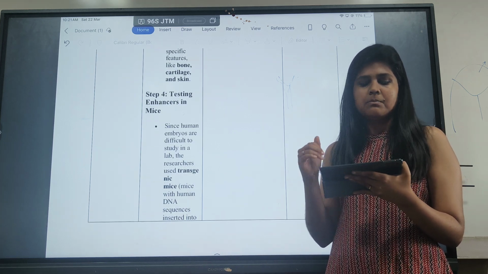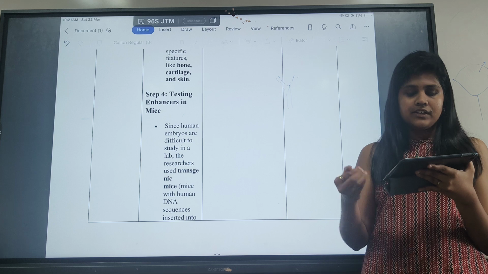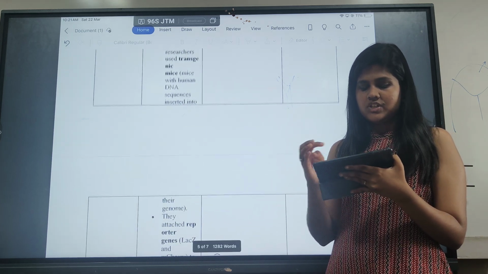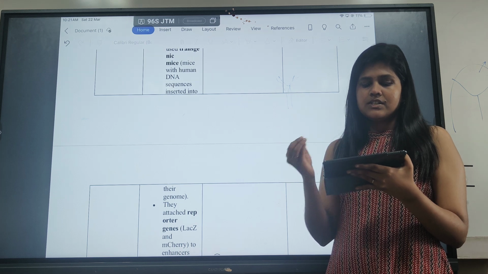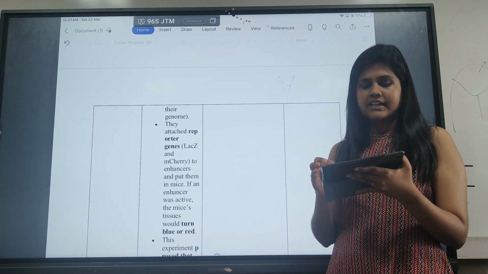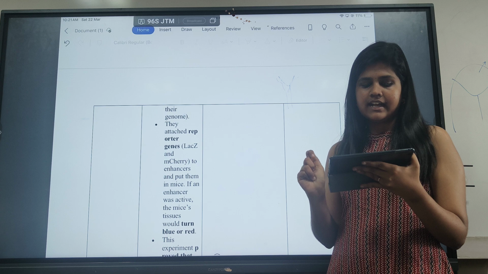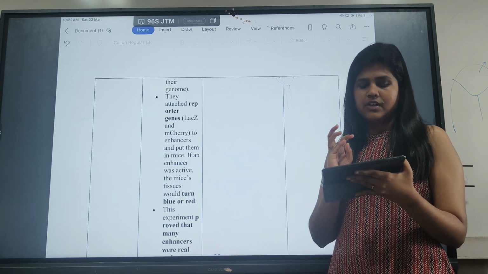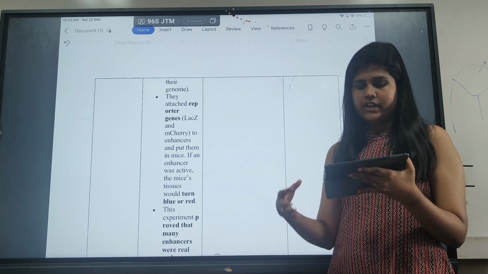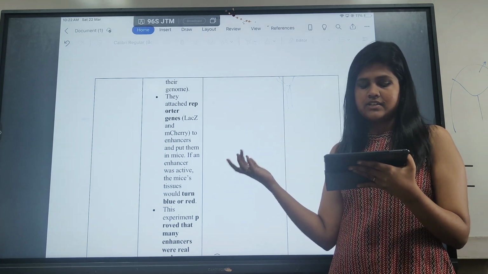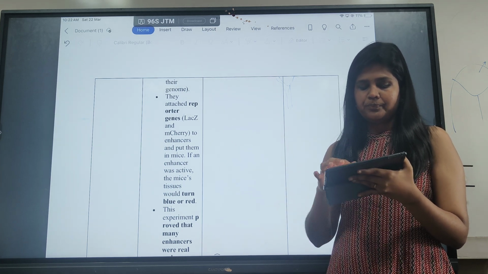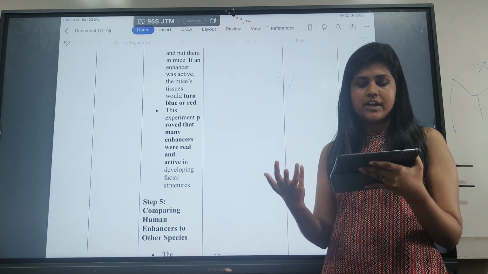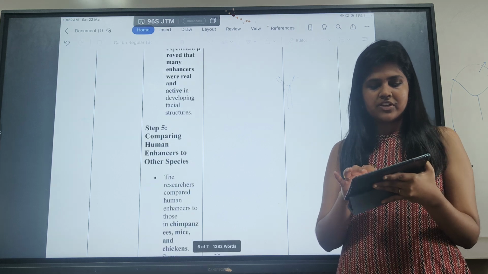So testing enhancers in mice. Since human embryos are difficult to study, the researchers used the transgenic mice model in which the human DNA sequences are inserted into their genome. They attach reporter genes, that is the LacZ and mCherry, to find out which particular enhancer is active, which will show in a color change, that is it turns red or blue at that particular site. And this experiment proved that many enhancers were real and active in the development of the facial features.